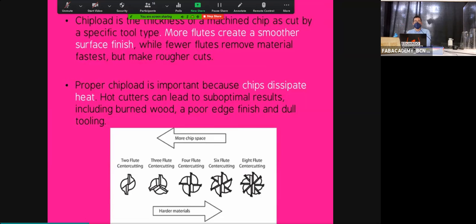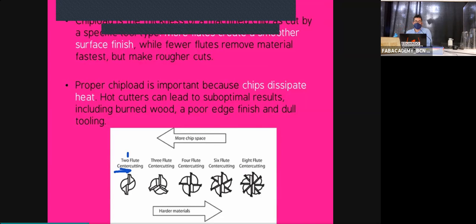accumulation. In general, more flutes means better surface quality, but it also means you need to cut faster. Why? Imagine that you are moving 1 millimeter with this end mill. You just produce a little cut. If you are moving 1 millimeter with this end mill, you are producing 1, 2, 3, 4, 6 cuts. So that means all the cuts, all the knives need to have material. In order to have enough material to cool down, you need to cut faster.